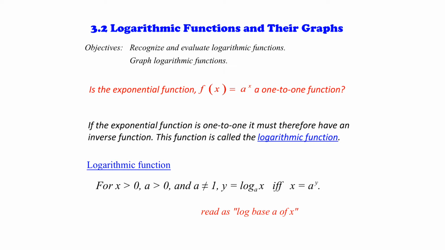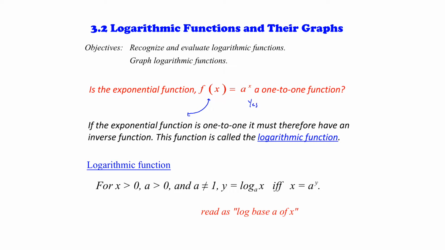Before we talk about a logarithmic function, we have to understand that an exponential function is a one-to-one function, and we know that because the graph of an exponential function passes the horizontal line test. So if it is a one-to-one function, then the exponential function must have an inverse function, and we call that inverse function the logarithmic function. So exponential and logarithmic are inverses of each other.